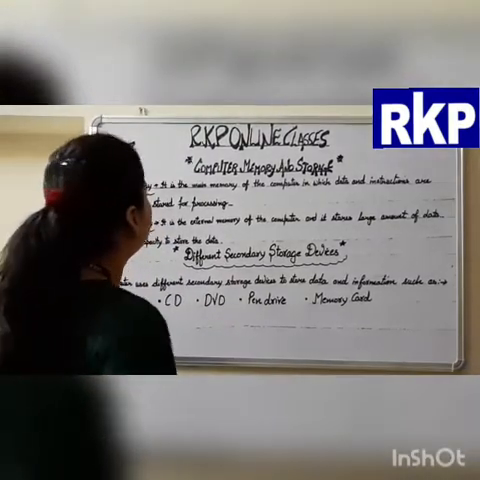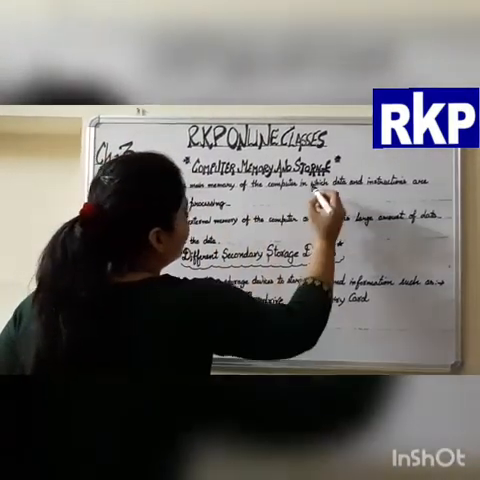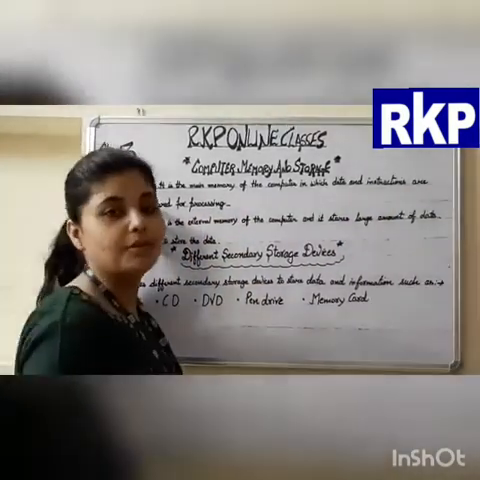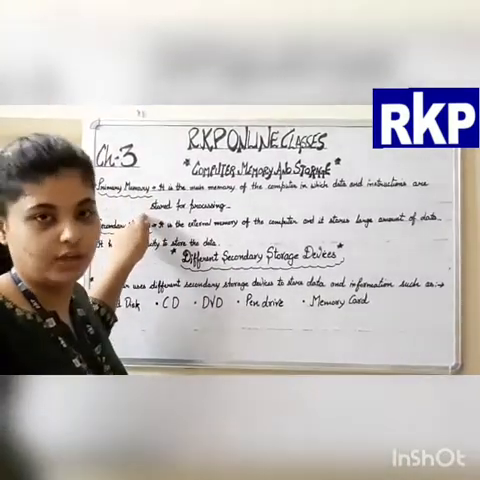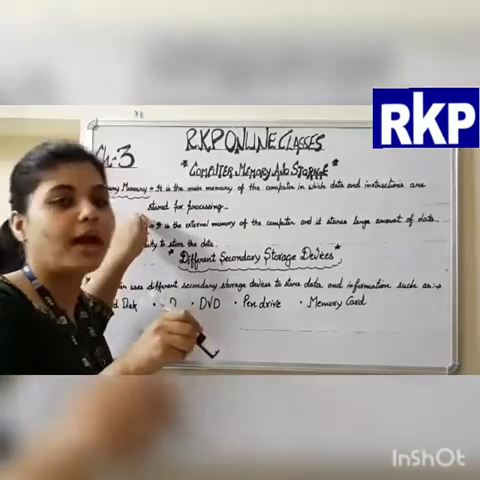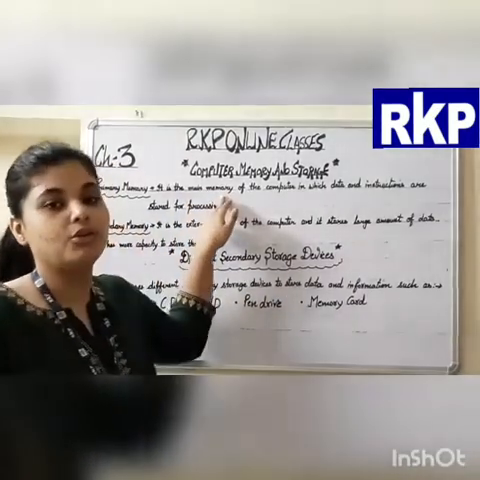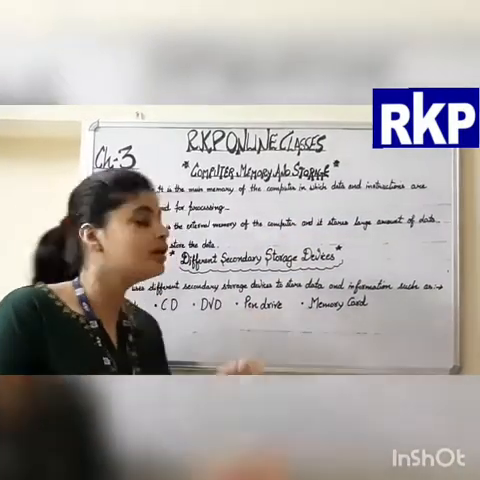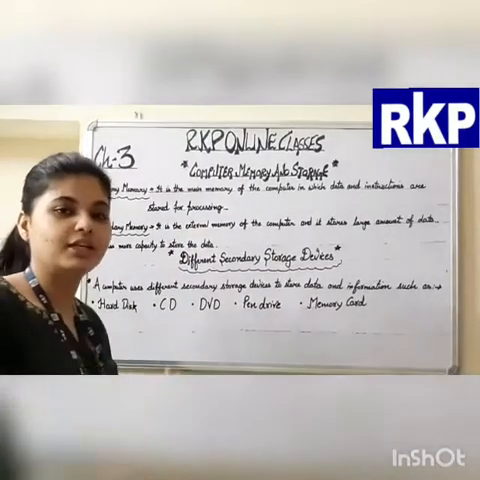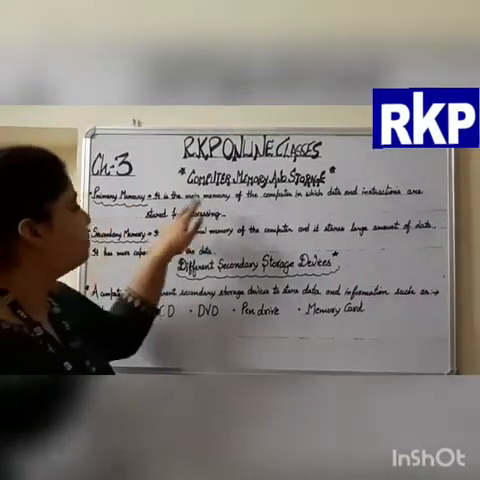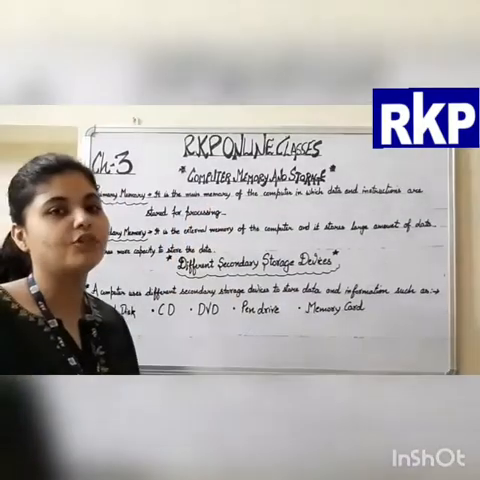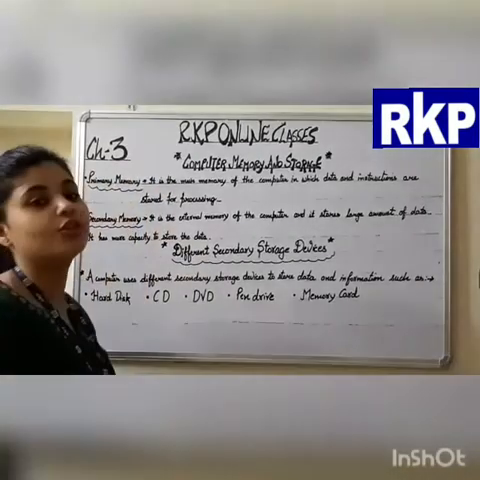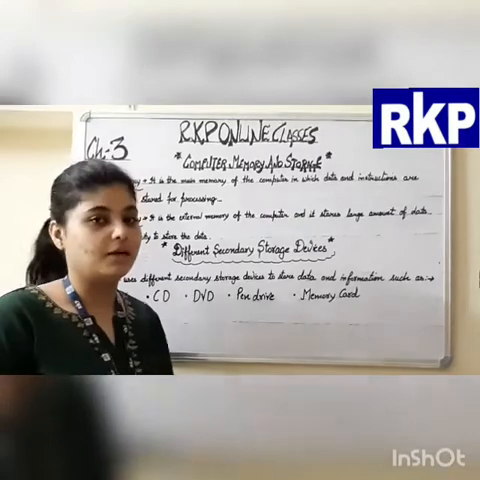Primary memory. It is the main memory of the computer in which data and instructions are stored for processing. Students, this primary memory is the inbuilt memory of the computer, in which all the data and information gets stored for further processing. It is the internal, main or inbuilt memory of the computer, without which our computer cannot work. So that means this is essential for the proper functioning of a computer system.